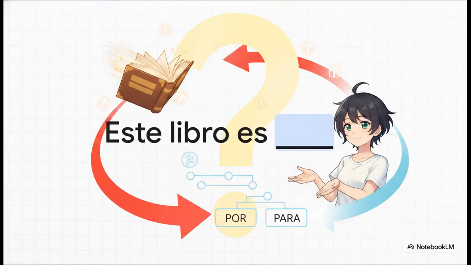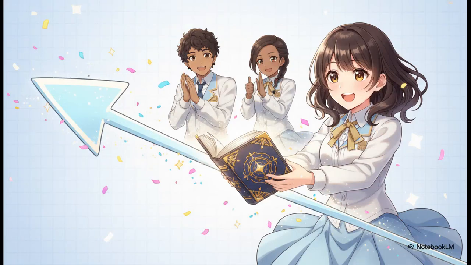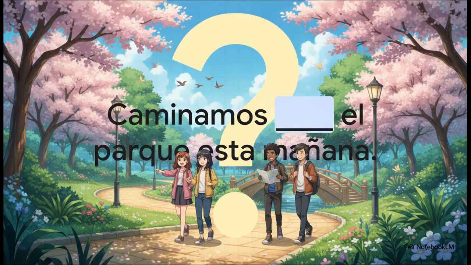So, let's do a rapid-fire quiz to test your newly rewired language instincts. Mini practice 1. Fill in the blank. Este libro es blank ti. This book is for you. I'll give you 3 seconds to think about it. 1, 2, 3. Think about the arrow. Where is the book going? If you said para, you totally nailed it. The book is intended for you. You are the recipient, which means you are the forward-facing destination of that object. Great job. Let's try another one.